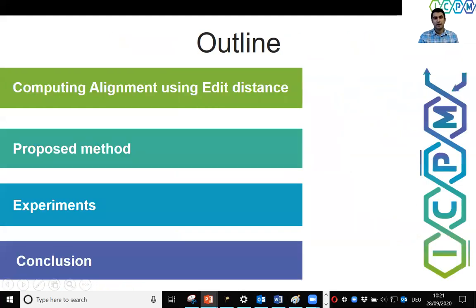The outline of the remaining part of my presentation is as follows. First, I will explain how we can compute the alignment using the edit distance measure. Afterward, I will explain our proposed method and show the experimental results. Finally, I will provide the conclusion with some possible future directions in this area.